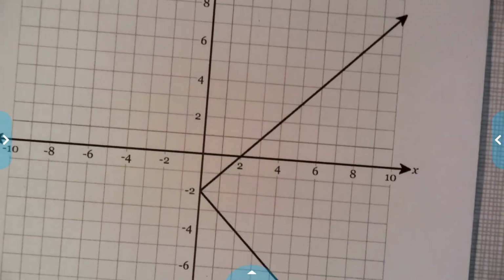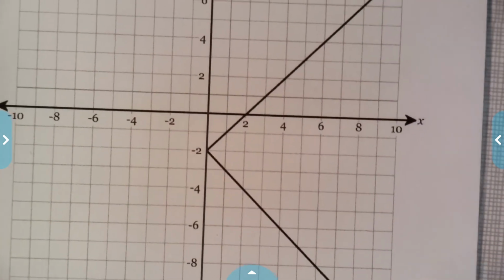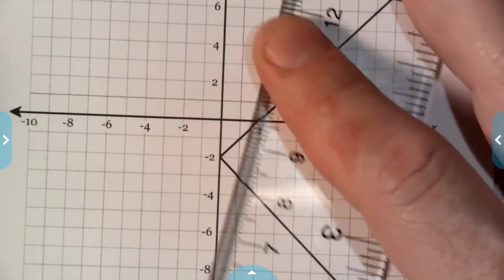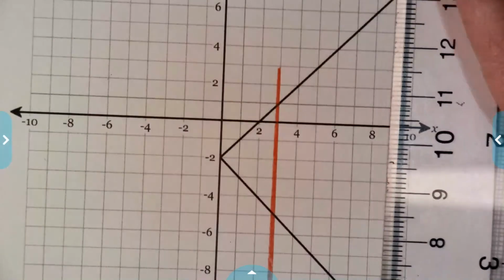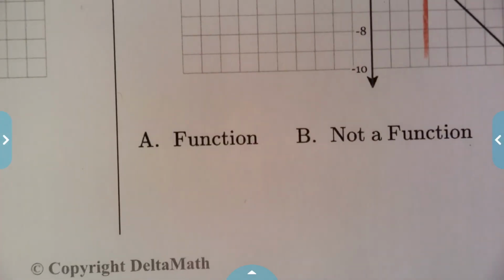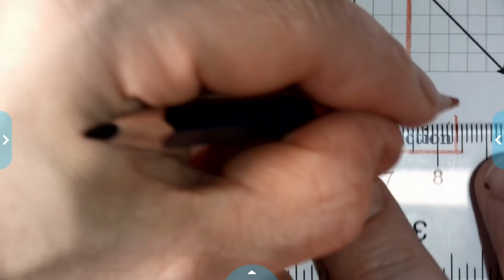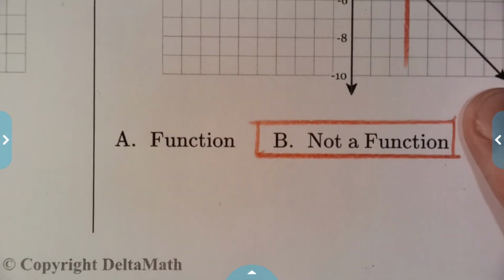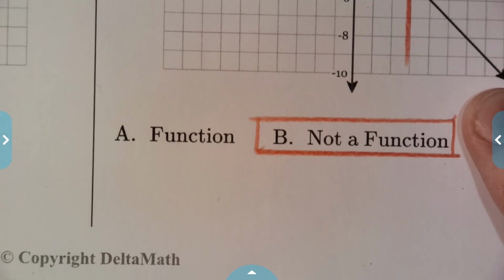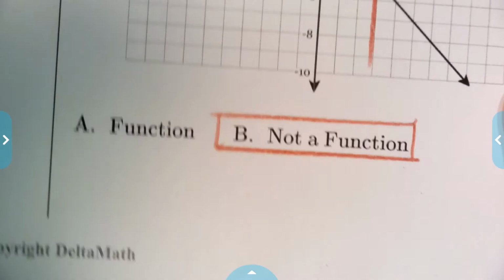But here I see what looks a lot like an absolute value, but turned on its side, and it violates the vertical line test. Therefore, it's not a function. And we've just gotten through number 14. And we're on to the last page.